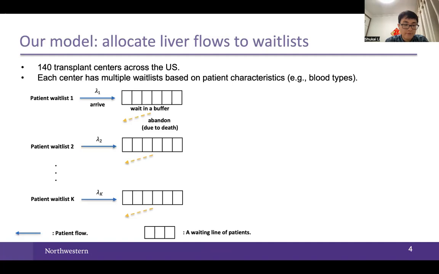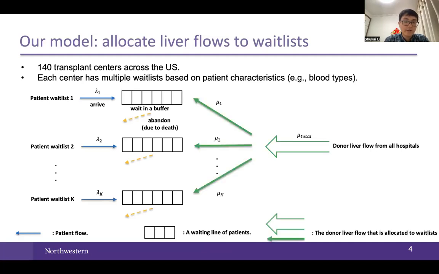Livers are procured from transplant hospitals, constituting a total liver flow. And these livers are allocated to patient waitlists using specific allocation weights. As an illustration, a liver flow with the rate mu1 is allocated to patient waitlist 1.